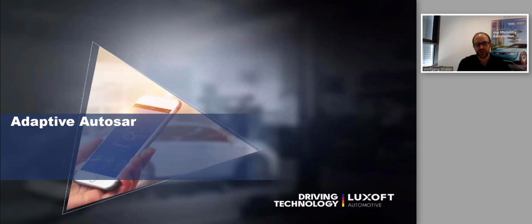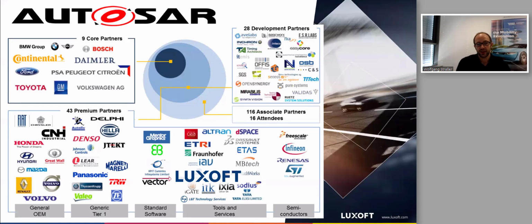So for those who don't know, what is actually AUTOSAR? Basically, AUTOSAR is a worldwide development partnership of automotive interested parties founded in 2003. You can see here the core partners are mostly OEMs like BMW, Ford, Volkswagen, and others, as well as the tier ones, Conti and Bosch. Beyond the core members, there are the premium and development partners, consisting of some OEMs, tier ones, and also suppliers like Honda, Renault, Denso, Vector, and others. And we as Luxoft are contributing here as a premium partner.